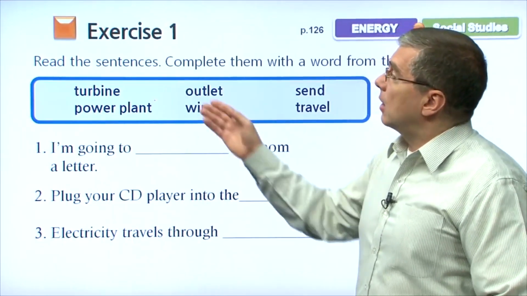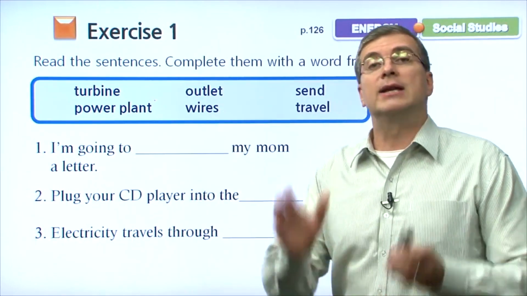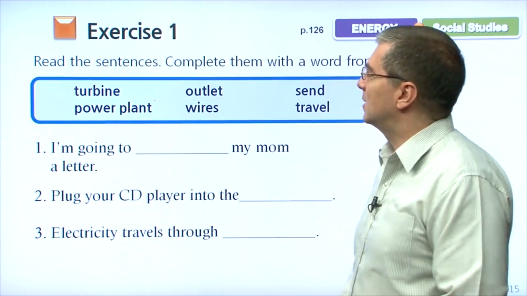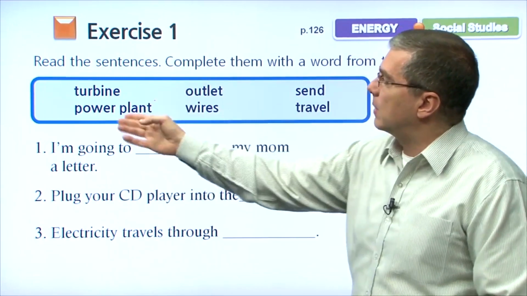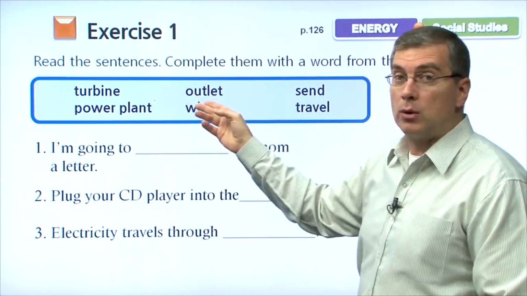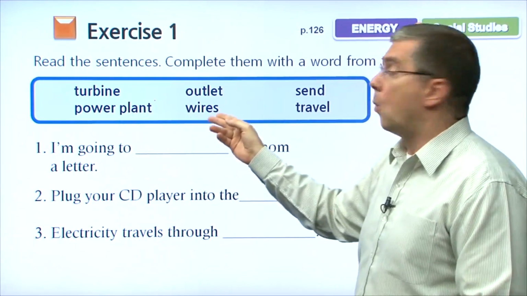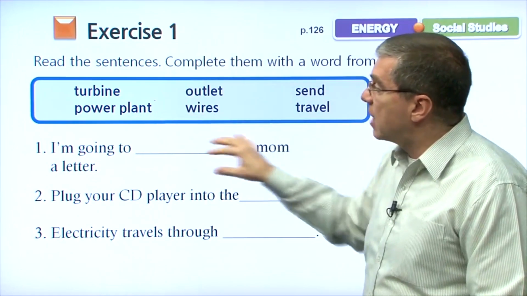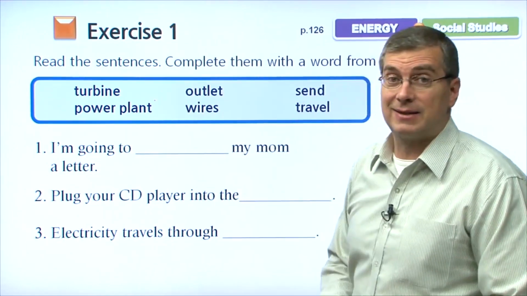So, here we are at our exercise 1. Let's review the words that we've learned. Let's put those words into sentences. Okay? Let's see what we have here. These are our words in the word bank. We have turbine, outlet, send, power plant, wires, and travel. We need to use some of these words in these blanks. Let's look at the sentences.